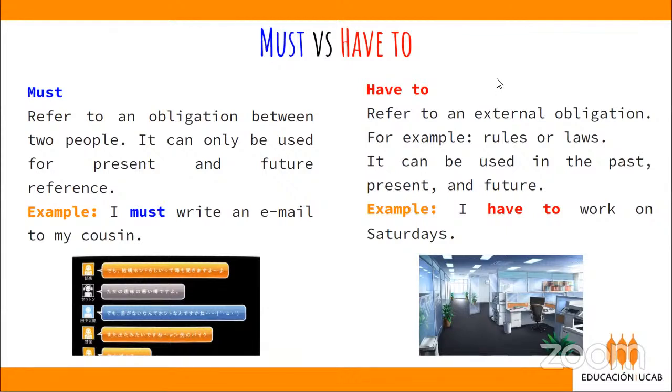Excellent, thanks. And let's see about the have to. The have to is used to refer to an external obligation. For example, rules or laws. It can be used in the past, the present, and the future. And maybe, Jesus, can you please read the example of the have to? Okay, I have to work on Saturdays. Thank you very much.